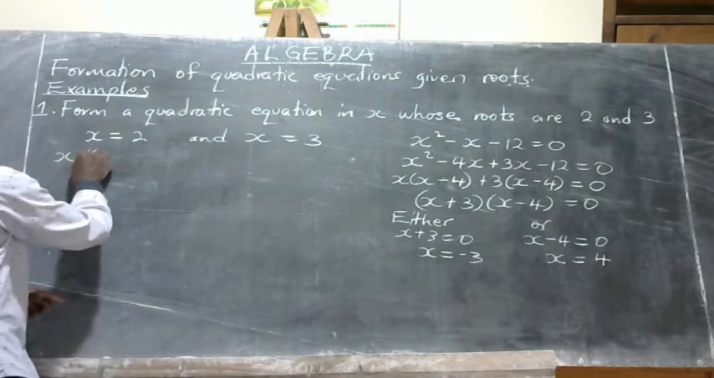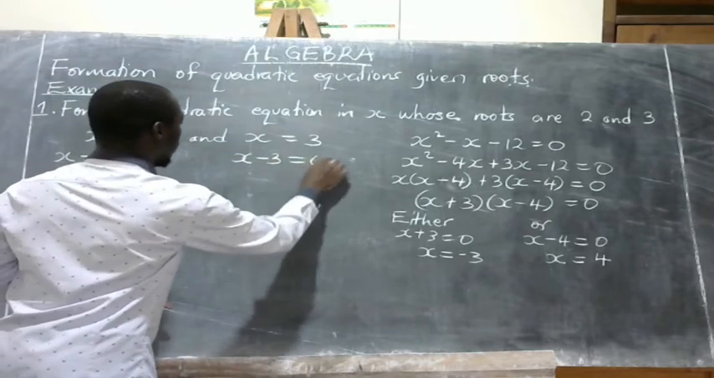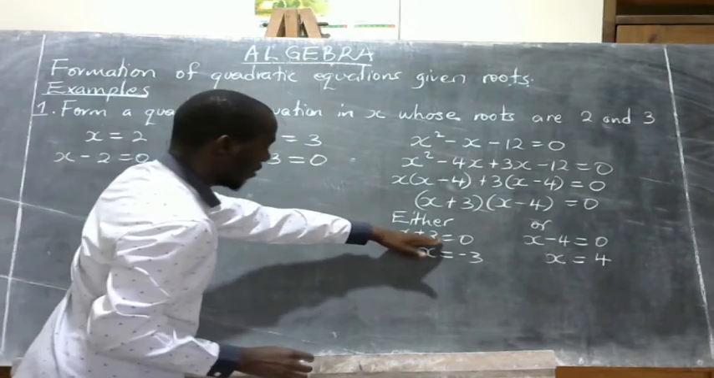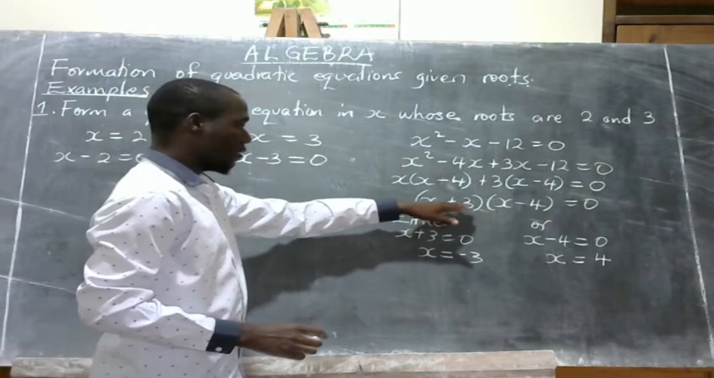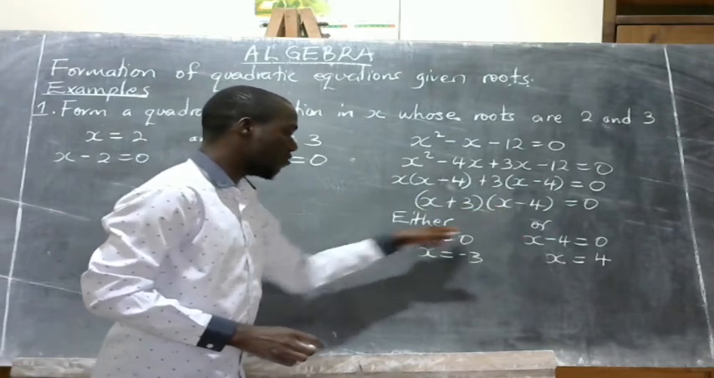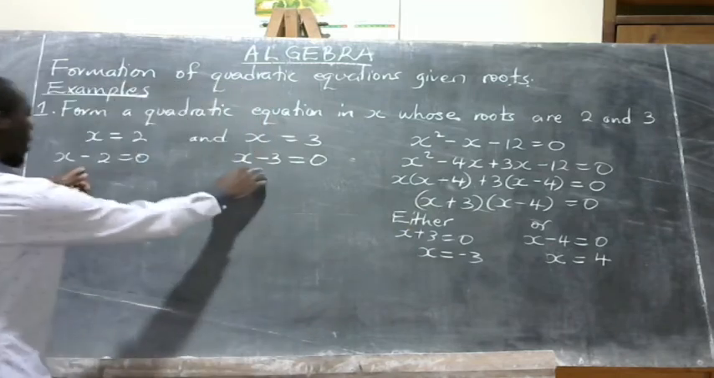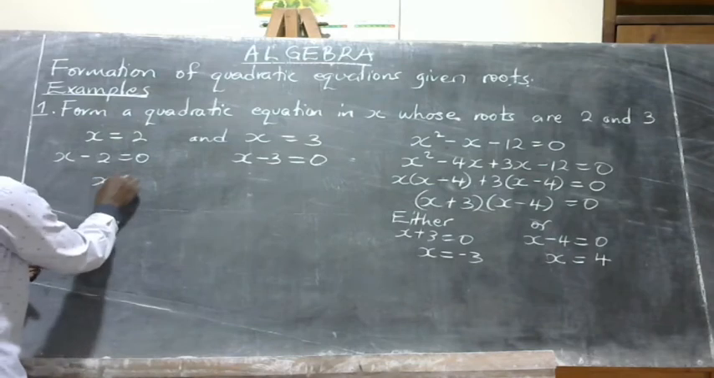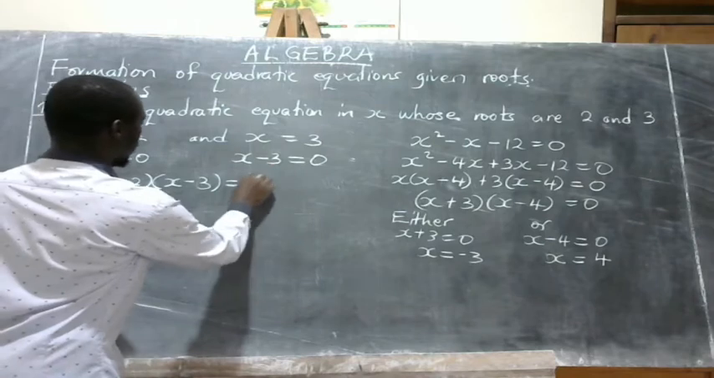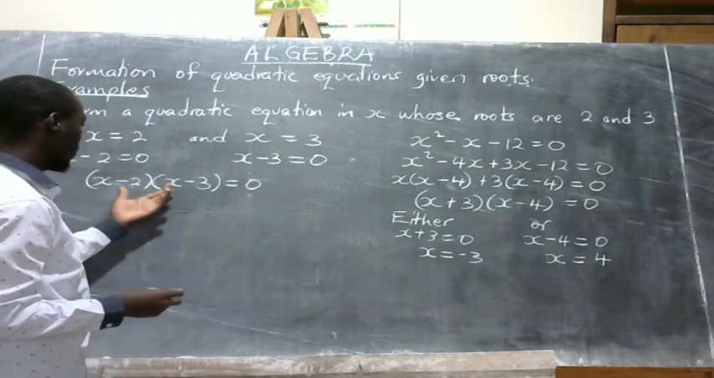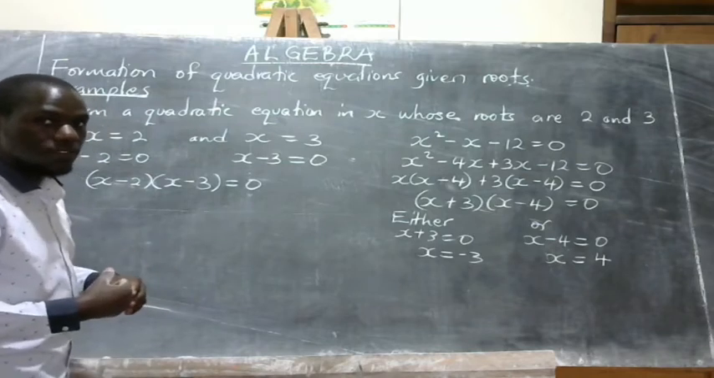So this is x minus 2 is equal to 0. x minus 3 is equal to 0. So now I'm at this stage. Now you see the previous step is that we multiply these two and then we create brackets. So I do it here. This is going to be my x minus 2 into my x minus 3 is equal to 0. Now the rest is to expand until you cannot simplify any further.